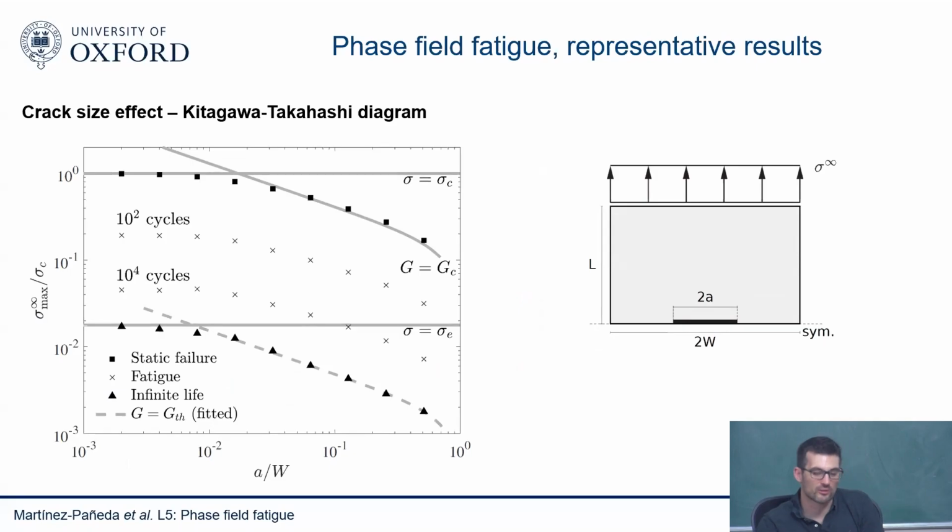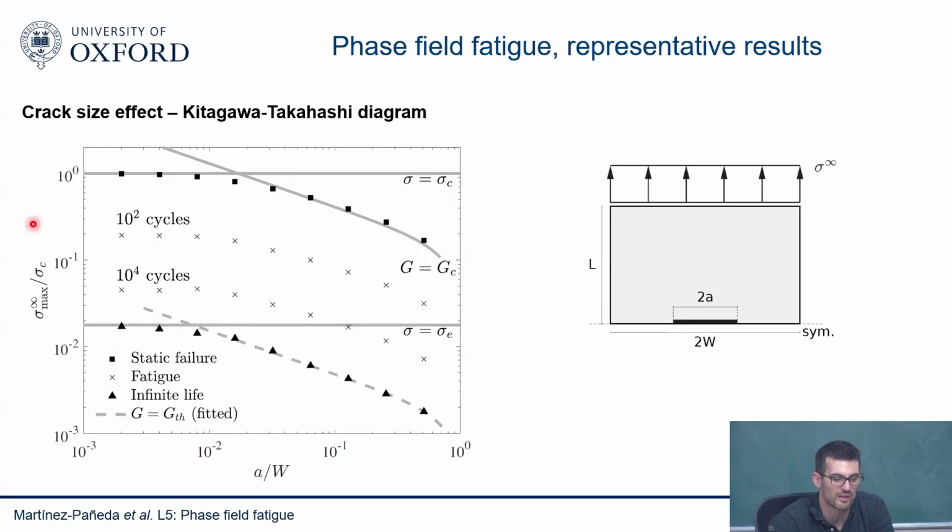And then another important result is this KT diagram, or Kitagawa-Takahashi diagram. This is something that fatigue people use all the time. It's a little bit the same idea of the transition flaw size. So this is the strength versus the crack size. This is the static result. Remember, you have the strength-dominated failures versus the fracture-dominated failures. And then the fatigue people use quite a lot the endurance one, so they have an endurance limit here.